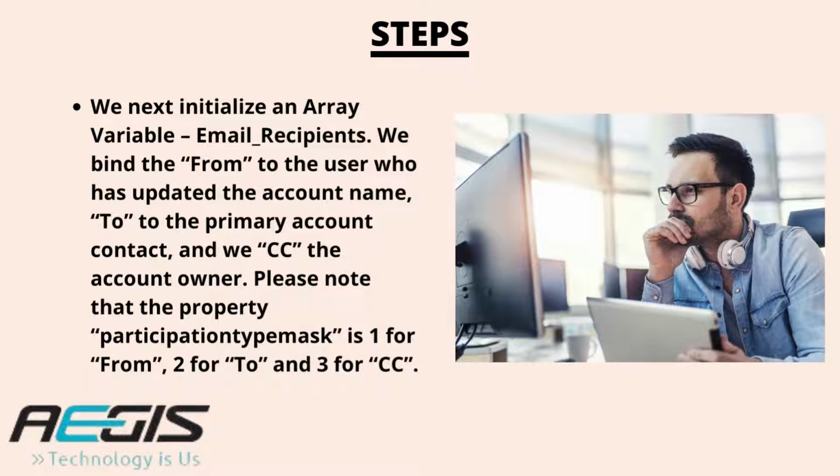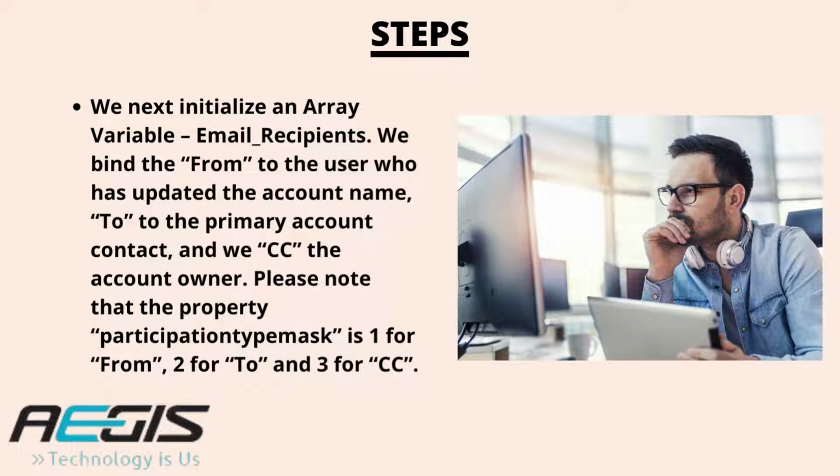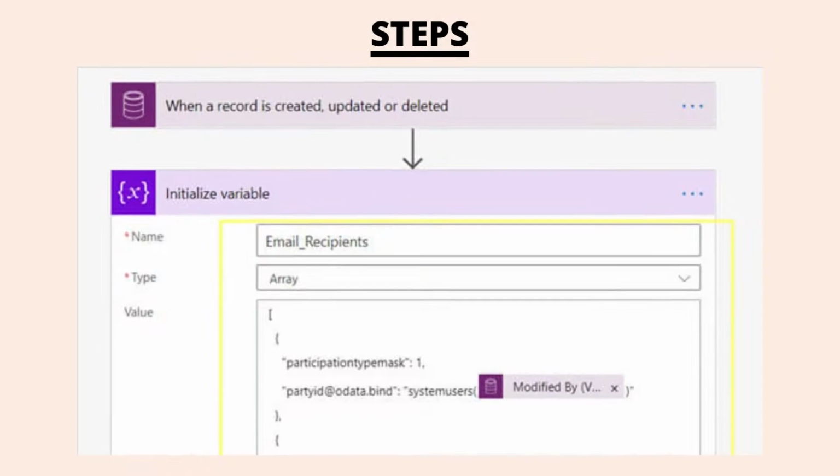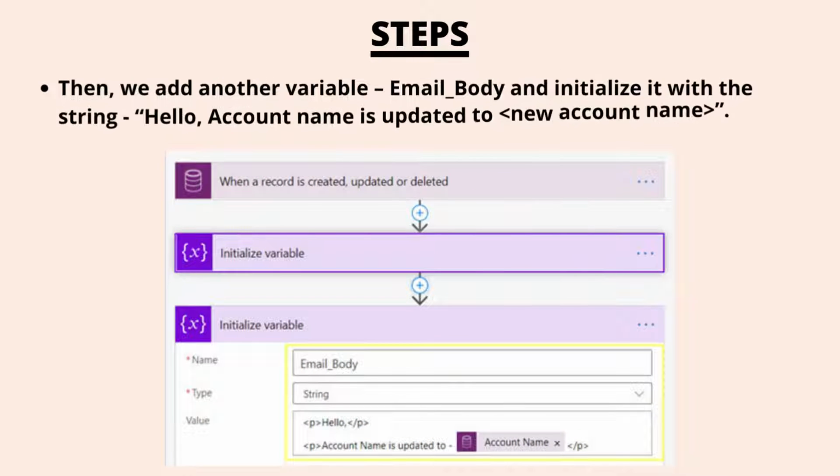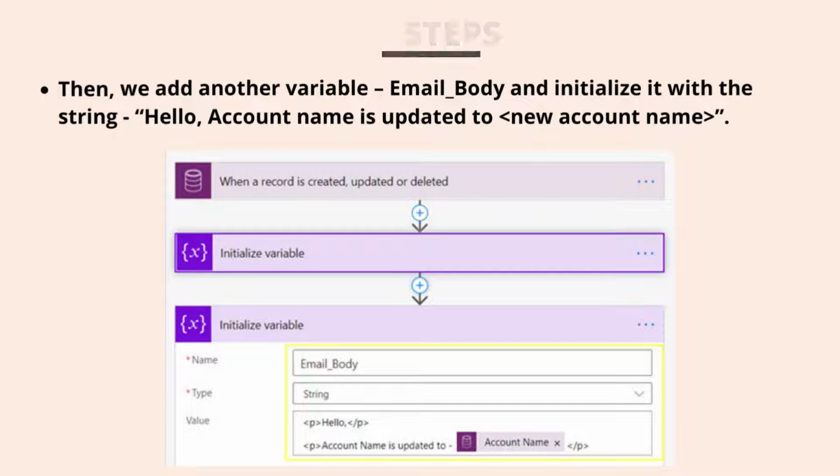We bind the from to the user who has updated the account name, the to to the primary account contact, and we CC the account owner. Please note that the property participation type mask is 1 for from, 2 for to, and 3 for CC. Then, we add another variable email_body and initialize it with the string "Hello, account name is updated to". As you can see here in the image.